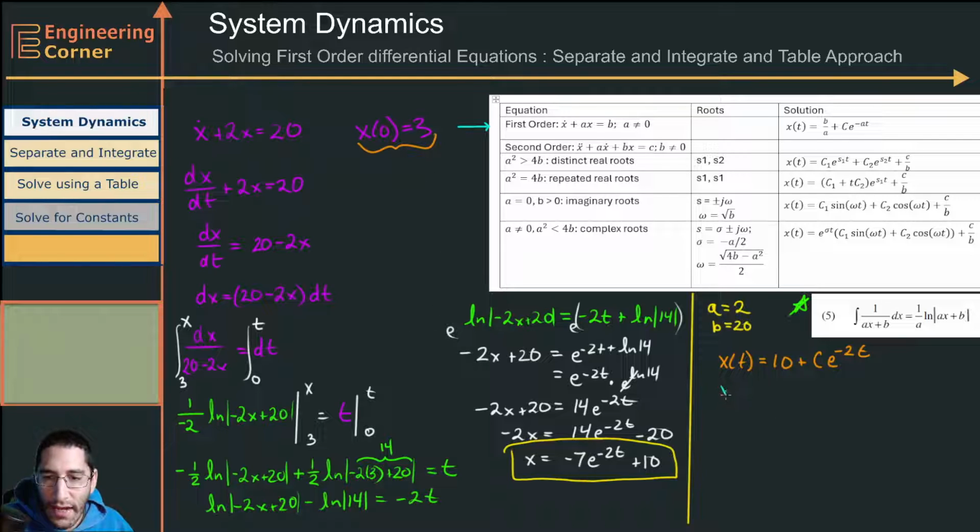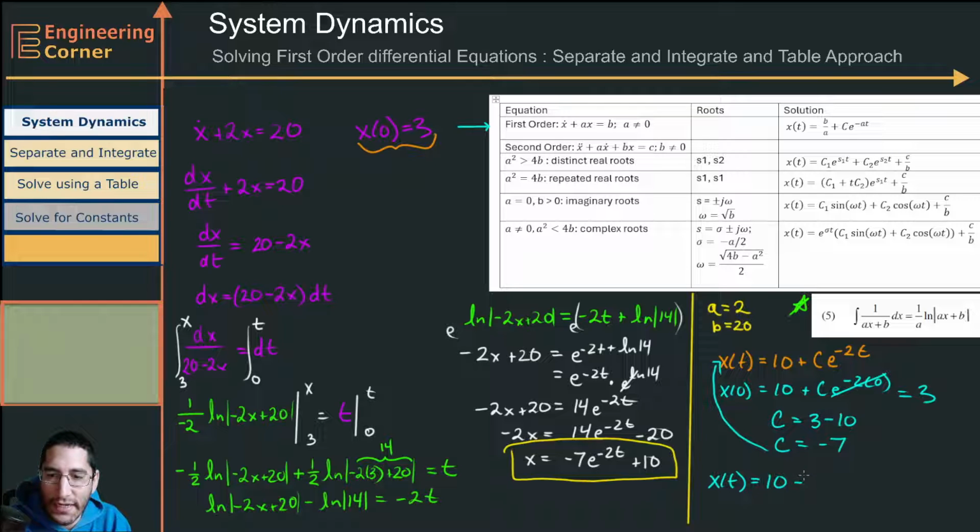So x of 0 is equal to 10 plus c e to the minus 2 times 0, which is equal to 3. Well, e to the 0 is 1. So we get c is equal to 3 minus 10. c is equal to minus 7. That's great. Now we can put our constant back into this equation, and we get x of t is equal to 10 minus 7 e to the minus 2t. Now, they're in a different order, but these two expressions are the same. 10 minus 7 e to the minus 2t.